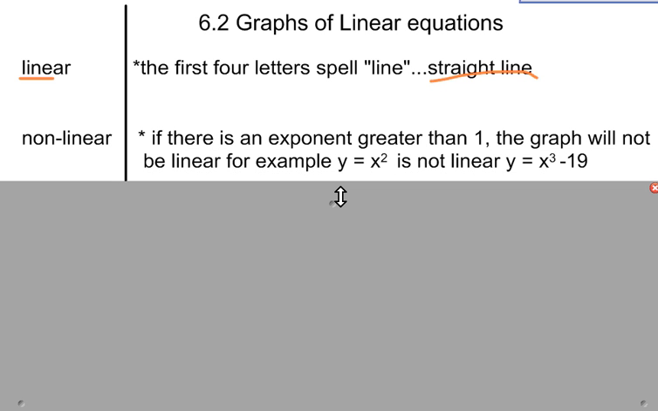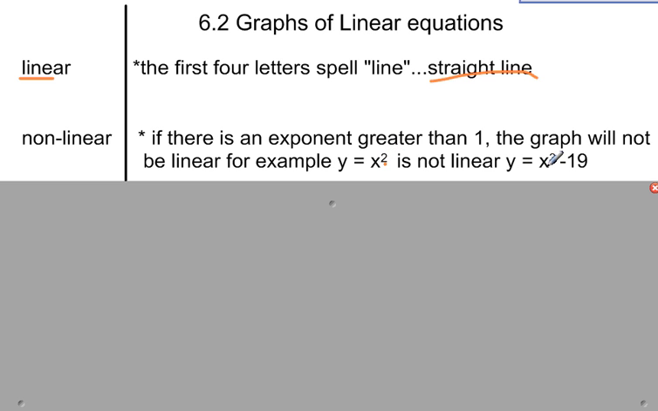So nonlinear would be the opposite, or the antonym, and nonlinear would be any graph that is not a straight line. The way that we can tell if a graph is nonlinear is if there is an exponent that is greater than 1. If the exponent on the variable is greater than 1, then the graph will not be linear. For example, here is x to the 2nd power. 2 is greater than 1. That means this is not a linear graph.